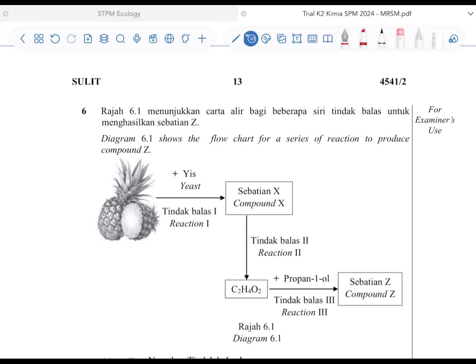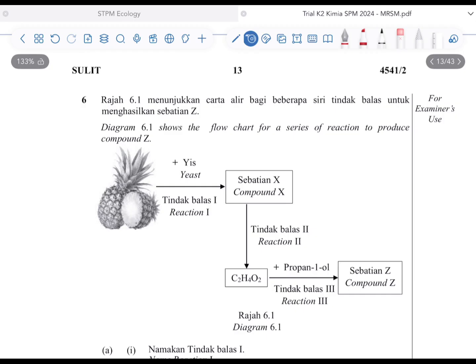Hello, so welcome back to the second part of the discussion for MRSM Chemistry Paper 2. So now we are going to continue with the discussions for question 6.